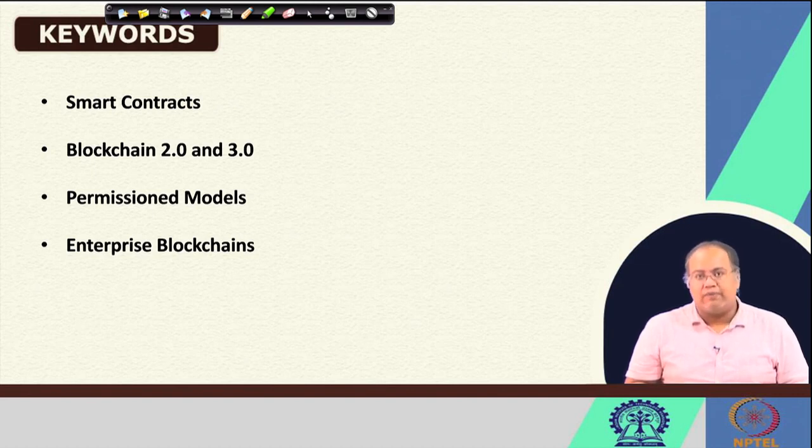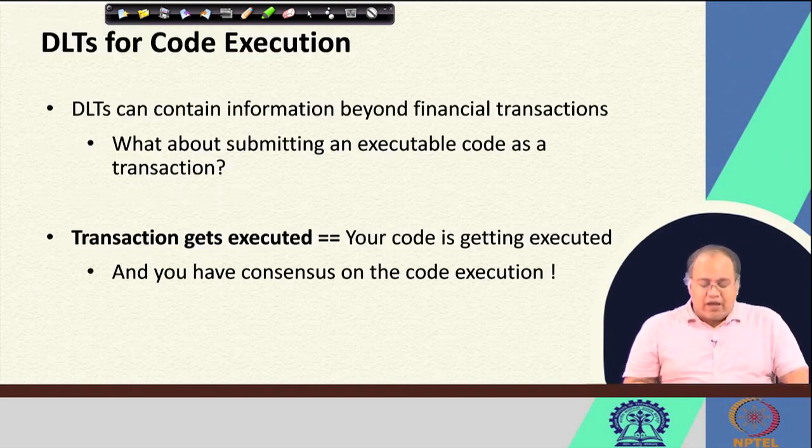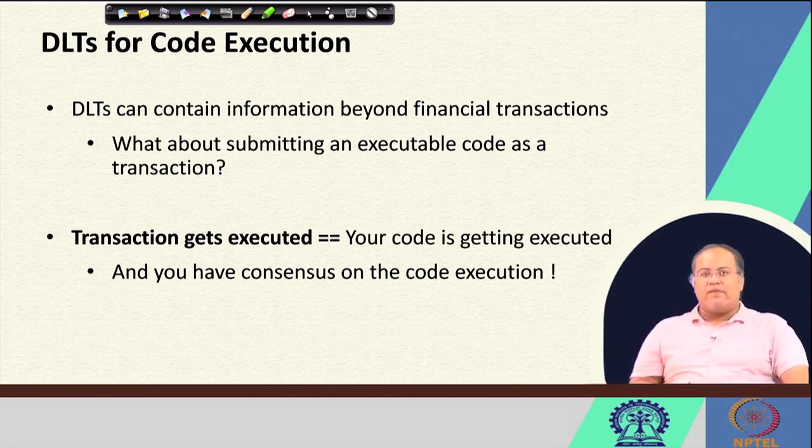In the last class we looked into blockchain 1.0, which is the distributed ledger technology, and today we are going to see blockchain 2.0 and blockchain 3.0. We are going to have a discussion on the permission models of blockchain and the enterprise blockchains. This is the point we discussed in the last lecture, that in DLT you can keep other information apart from the financial transaction.